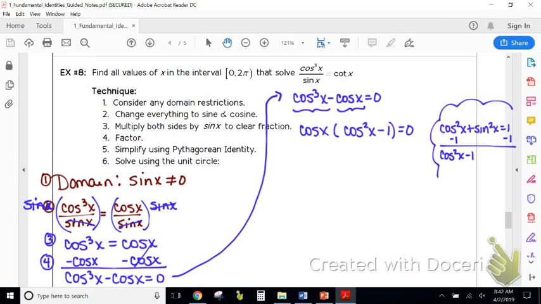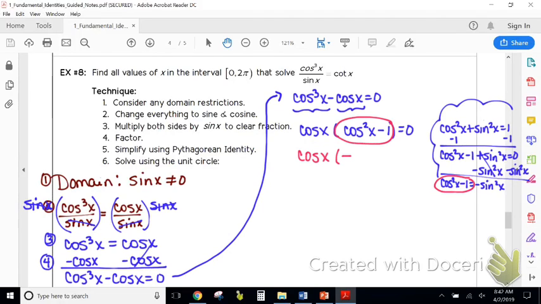So cosine squared of x minus 1, but I still have that plus sine squared of x. So move it over, so subtract it. So we have cosine squared of x minus 1 equals negative sine squared of x. So check, make sure it's exactly the same. Cosine squared of x minus 1, cosine squared of x minus 1. It's identical, right? So what is cosine squared of x minus 1 equal to? Negative sine squared of x.